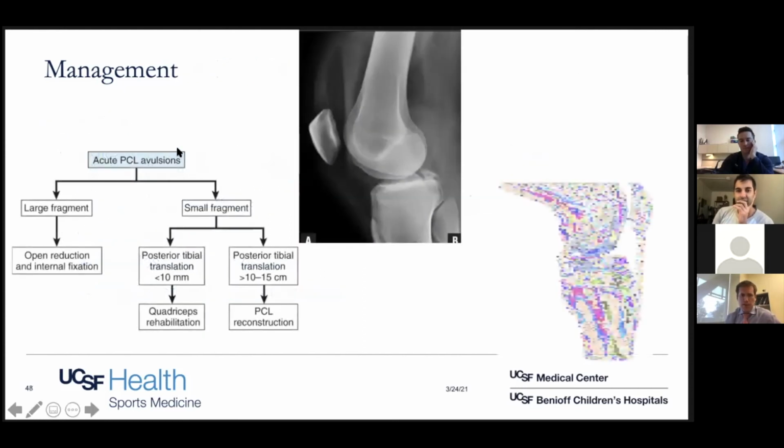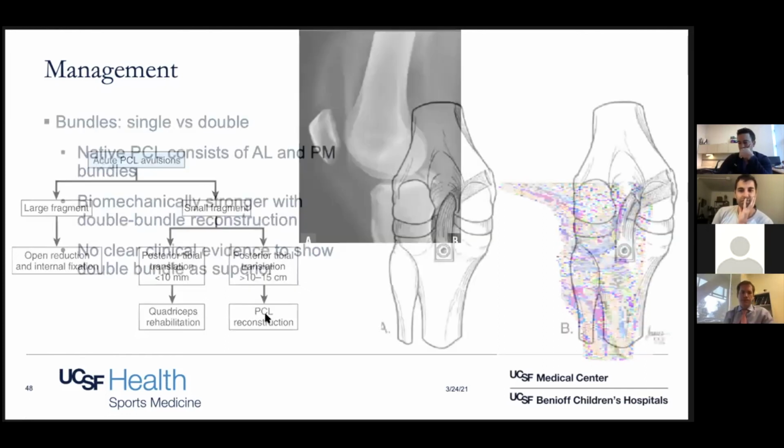So, sorry, I don't know if these pictures are showing up strange on everybody else's screen. I apologize for that. But if you have a large fragment, this may be best treated with open reduction internal fixation. Sometimes you can do that through a posterior medial approach that's fairly safe, and other times you need a full-on direct posterior approach. And then a smaller fragment can do rehab if the knee is relatively stable, or if it's a small fragment, unstable, just reconstruct the PCL.